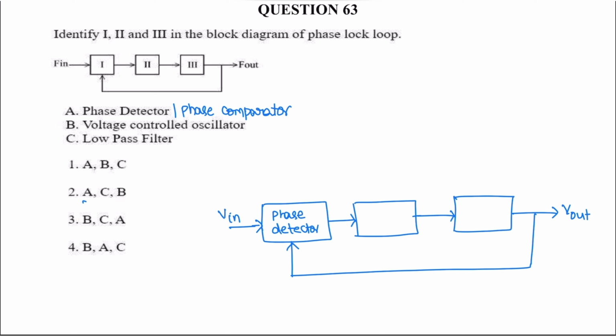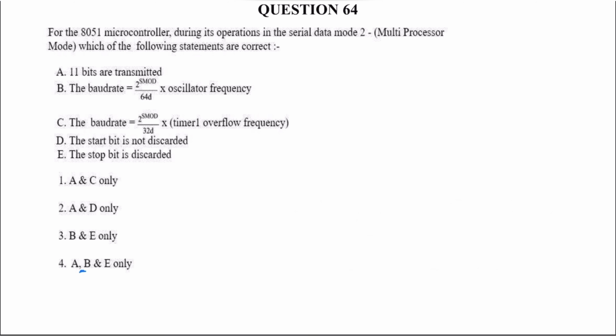So the first block is the phase detector or phase comparator, followed by a low pass filter, and block 3 is the voltage controlled oscillator, and the feedback is provided. V in is the input and V out is the output. So the correct option is 2. Block A is the phase detector, so this is 1. And 2 is the low pass filter, and 3 is the voltage controlled oscillator. A, C and B.